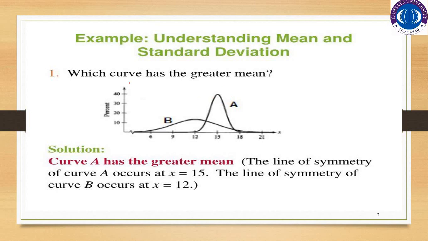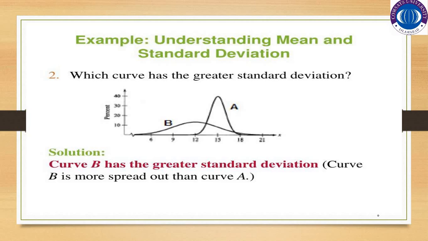They are asking which curve has the greater mean. Curve A has the greater mean. The line of symmetry of curve A occurs at 15 and the line of symmetry of curve B occurs at 12. So this is the line of symmetry: here x is equal to 15, and this is the line of symmetry for curve B. So 15 is greater than 12, so it has the greater mean.